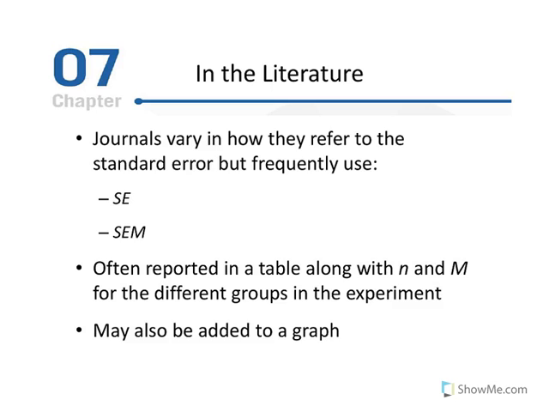And we'll end this lecture video with a brief introduction as to how we would expect to see standard error expressed in a journal. Journals vary in how they refer to the standard error, but this is the most common notation that you would see, either SE or SEM, so standard error or standard error of the mean. It's often reported in a table along with N and M, the sample size and the sample mean for the different groups in the experiment, as I will show in the next slide.